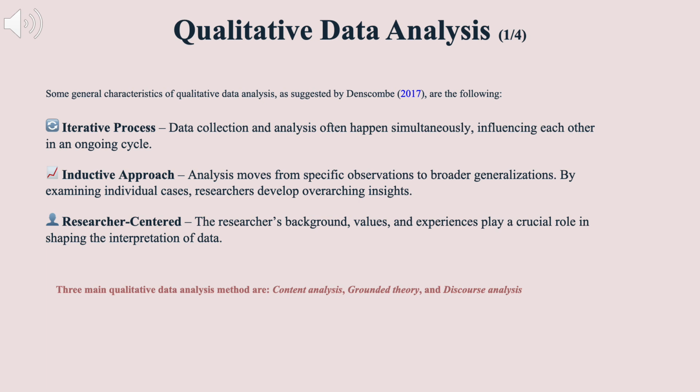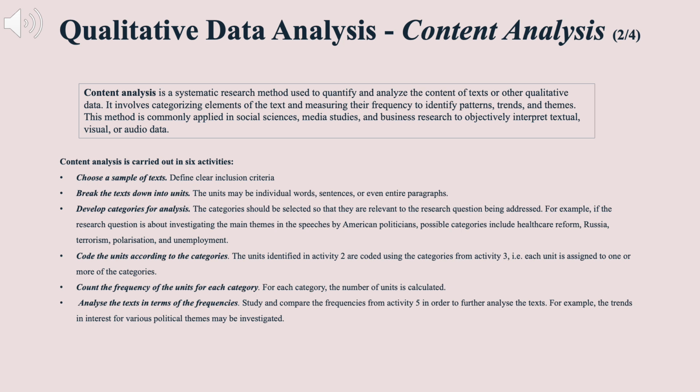There are several approaches to qualitative data analysis, with three of the most common being content analysis, grounded theory, and discourse analysis. Content analysis is used to quantify the contents of a text or other qualitative data. The idea is to classify elements of the text into categories and then calculate the frequencies of the elements in each category. Content analysis is carried out in 6 activities.